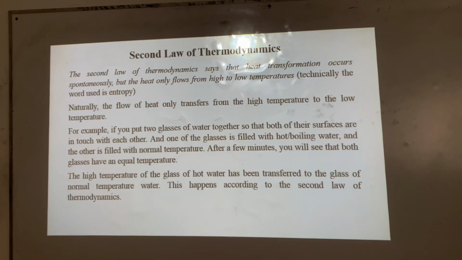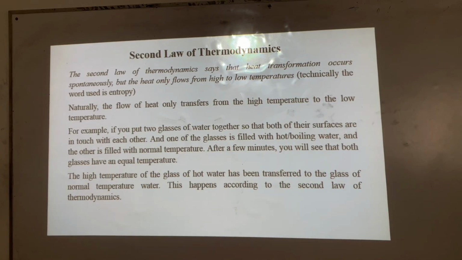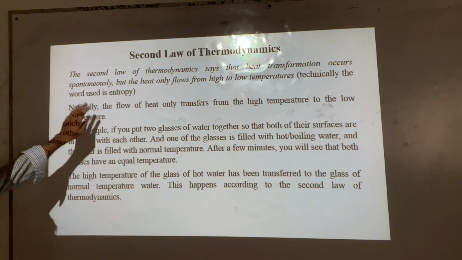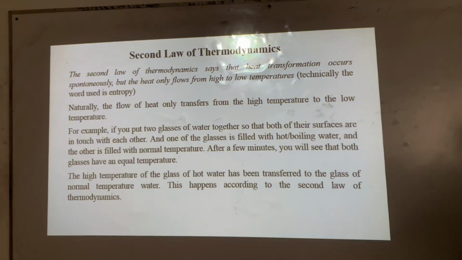The second law of thermodynamics says that heat transformation occurs spontaneously, but heat only flows from high temperature to low temperature. So what does this mean? This law says that the flow of heat is always from the high temperature region to the low temperature region. It will not be otherwise, spontaneously.